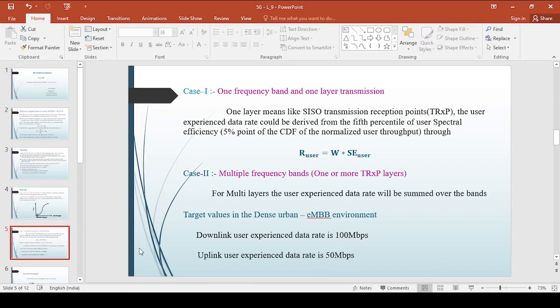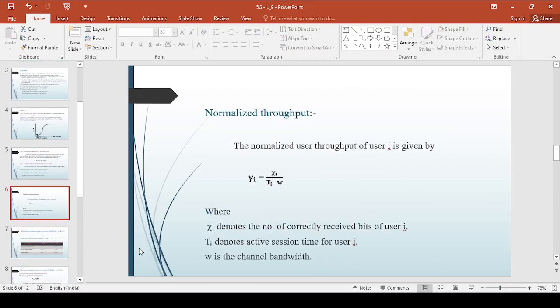Now coming to the next requirement, we have normalized throughput. Already we have seen this under lecture 3 or lecture 4. Again I am saying, just a definition, right? Before entering into the values, we will have the definition of each individual term, so that you have a clear idea about that particular term. The normalized throughput is given by gamma i, which equals xi by ti dot w.